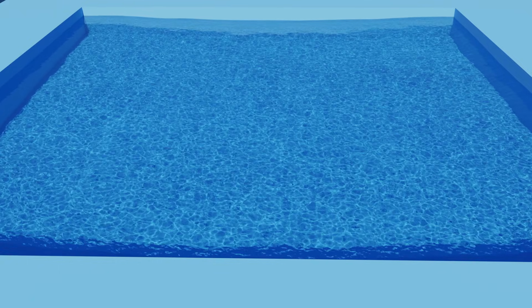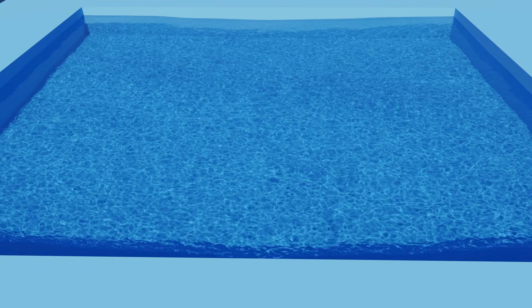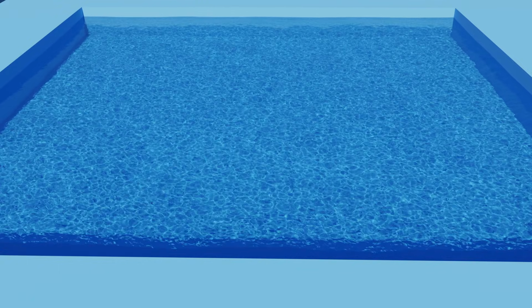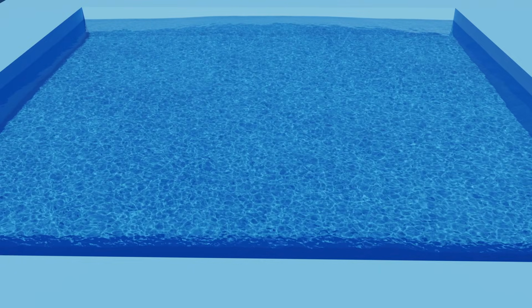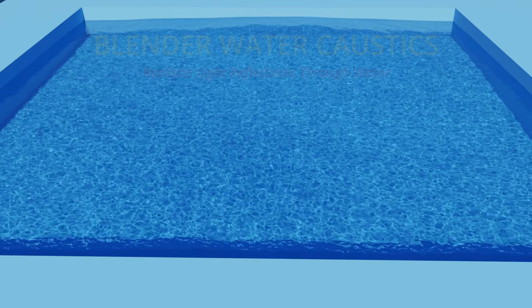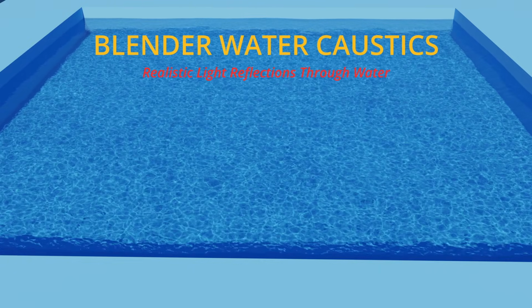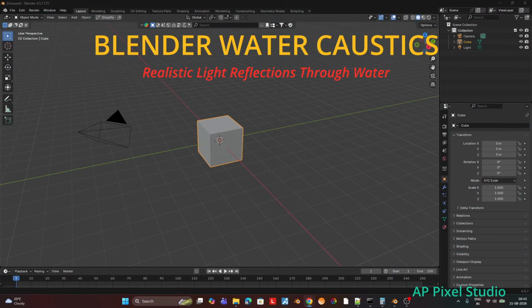Today in this tutorial we are going to create realistic water caustics in Blender and recreate the beautiful light patterns you see at the bottom of the swimming pool. We will build the pool scene, set up the water and sunlight, and look at how different settings affect the caustics and their appearance. So let's get started.